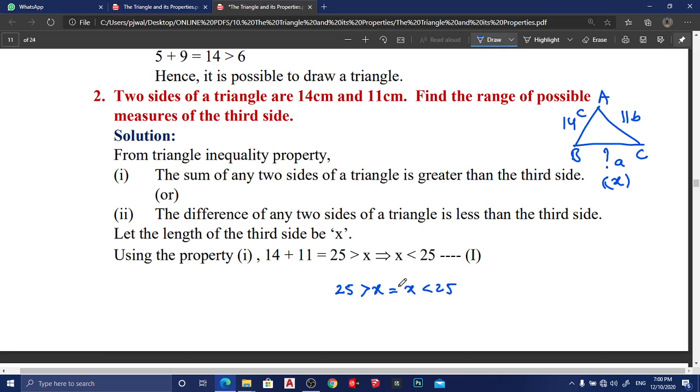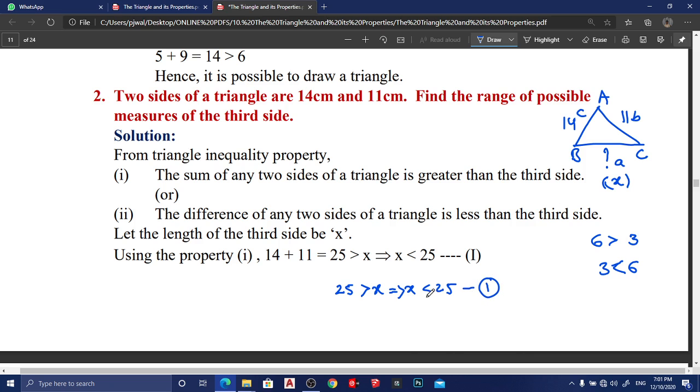Why are we writing this as x is less than 25? For example, you know that if 6 is greater than 3, you can write the same expression as 3 is less than 6. Like that, if 25 is greater than x, then x is less than 25. It means this x value should be less than 25. So this is the first condition.